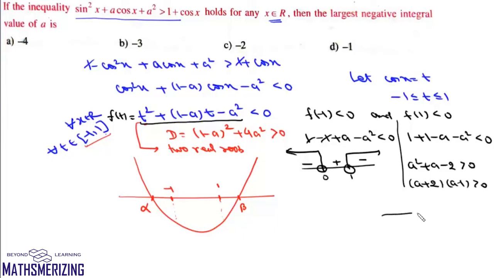So then we can write minus 2 and then plus 1. So this is plus, minus and plus. So we'll get a is less than -2 or a is greater than 1.